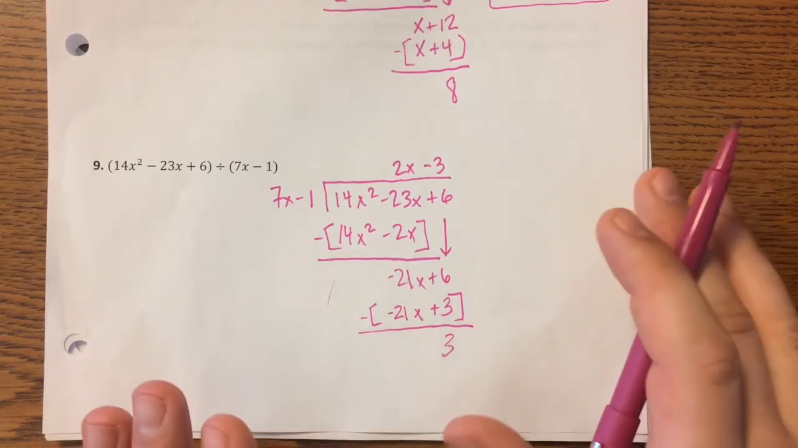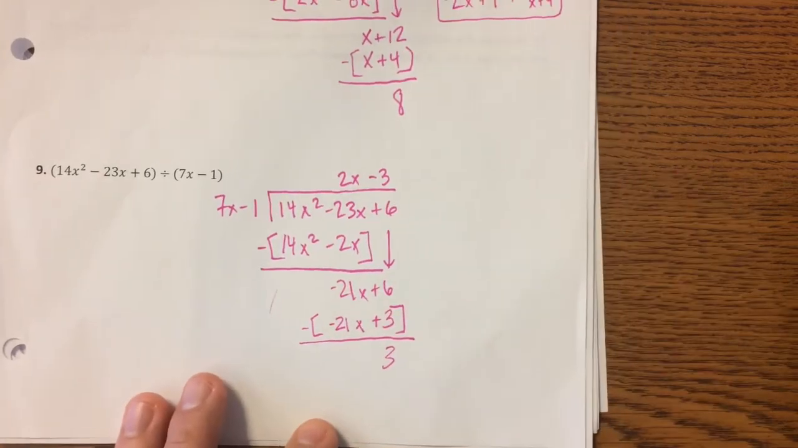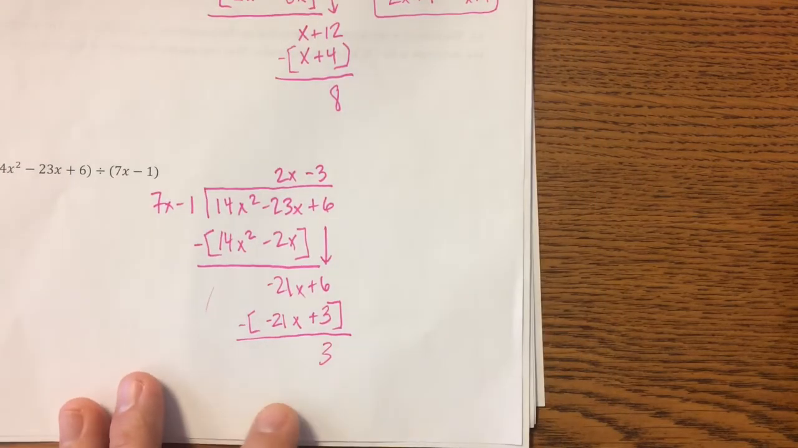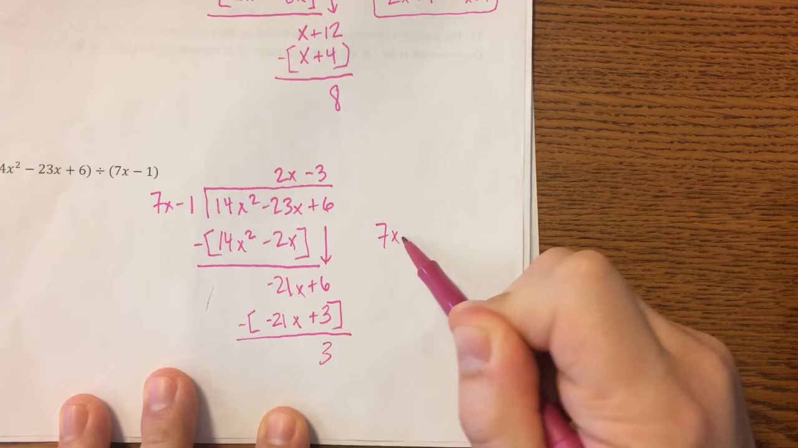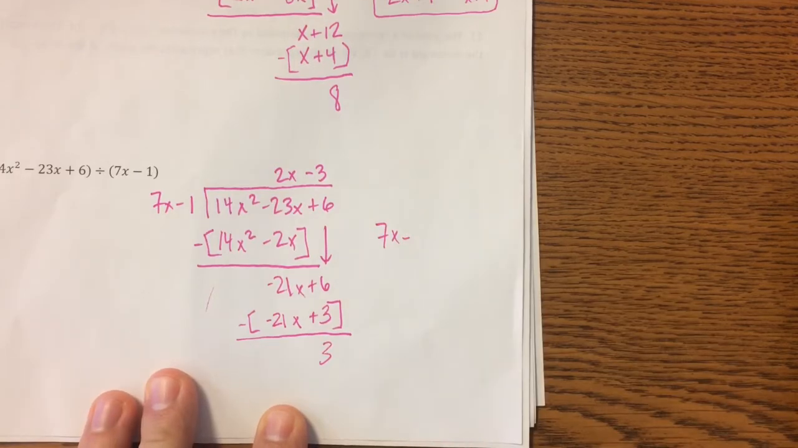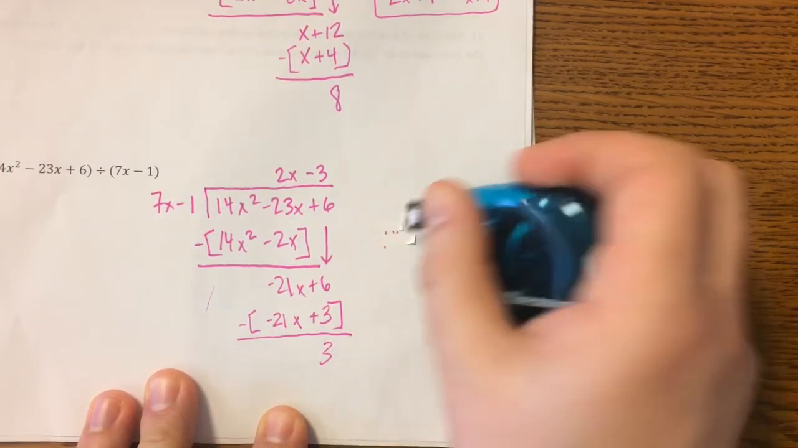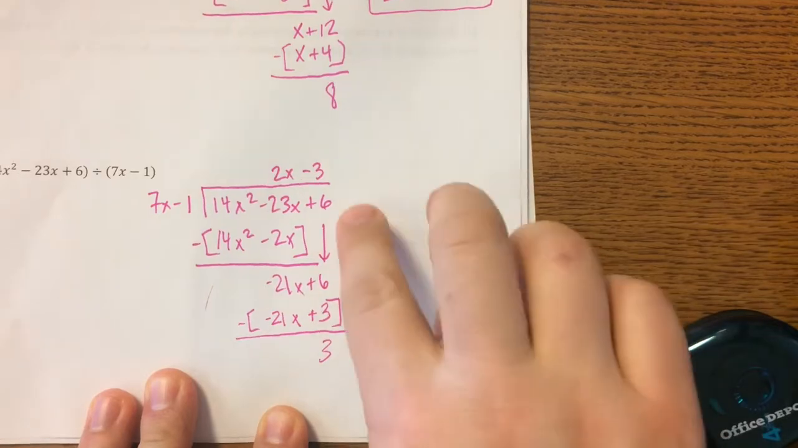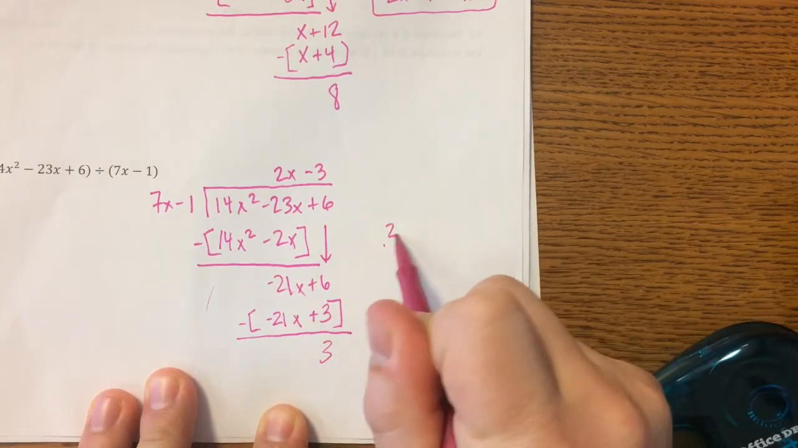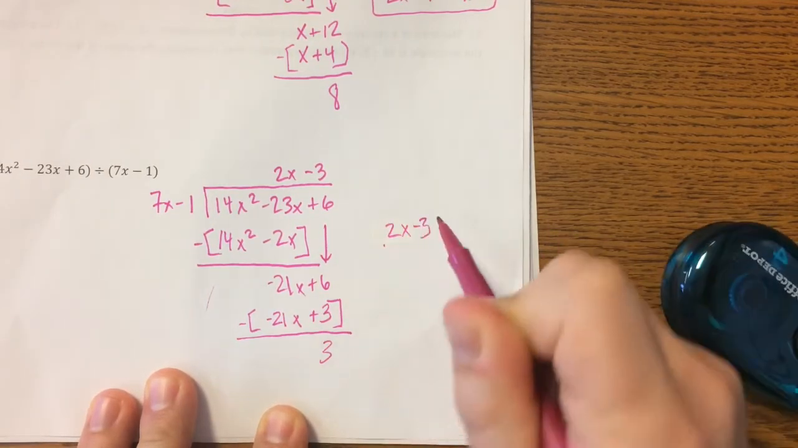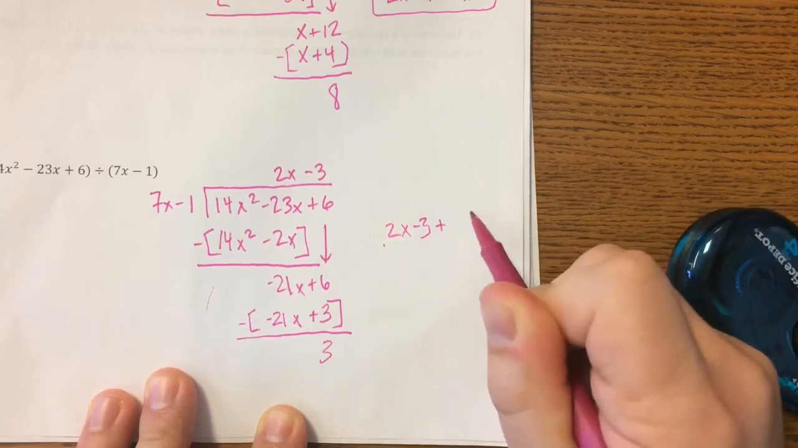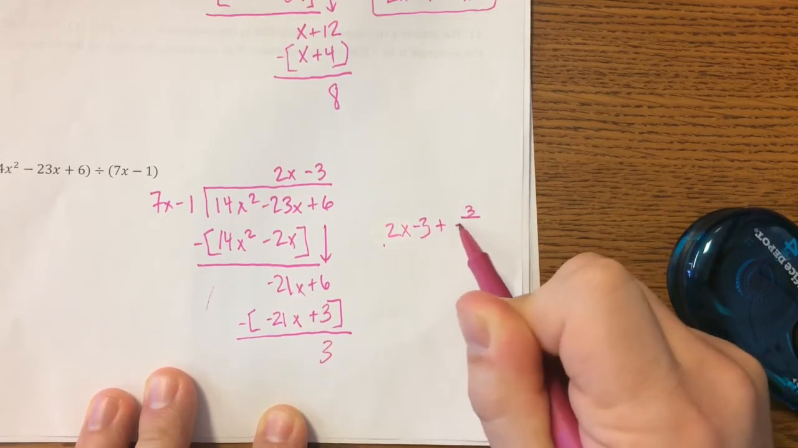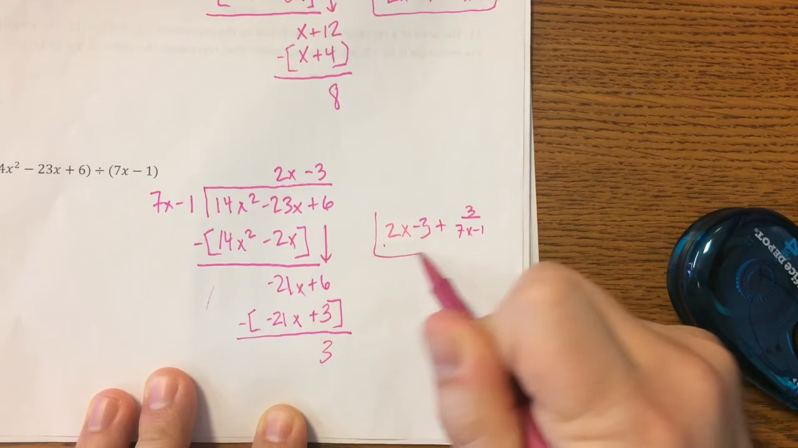All right, so that's my remainder. I'm ready to write my answer. 7x, oh, nope, that's not it. (2x minus 3) plus my remainder, which is 3 over 7x minus 1.